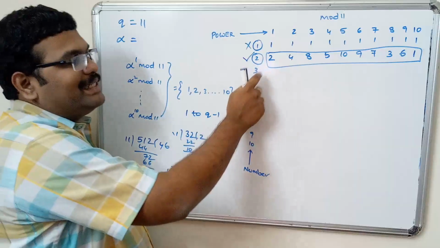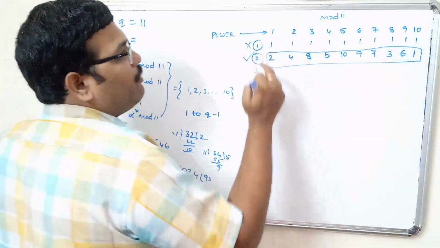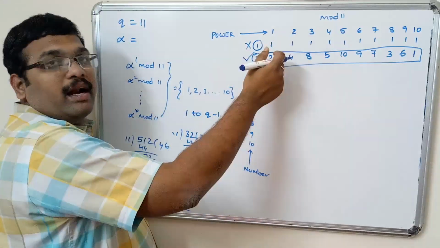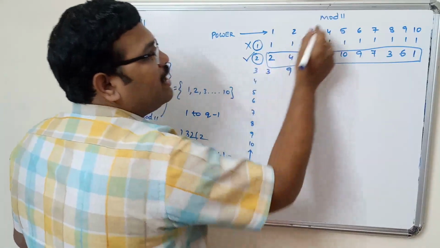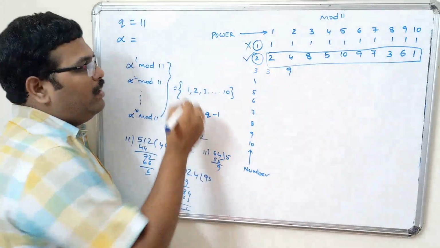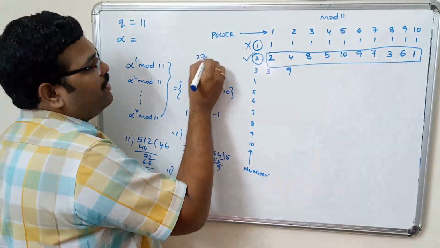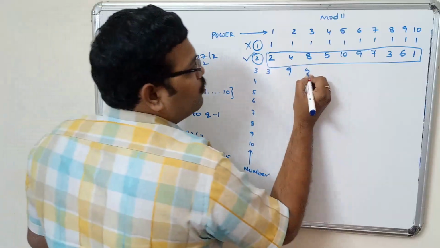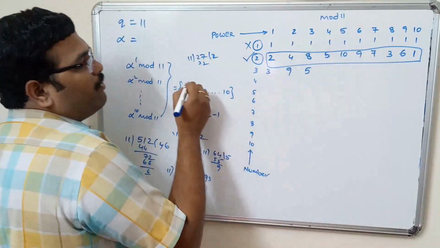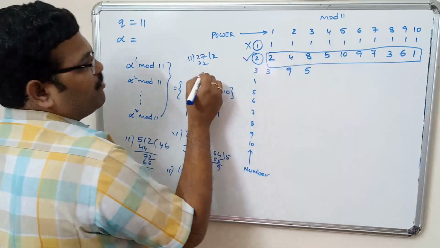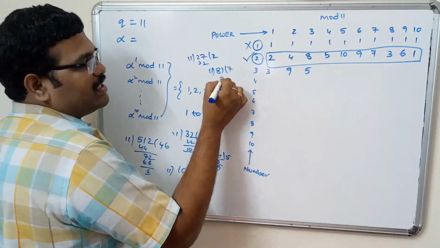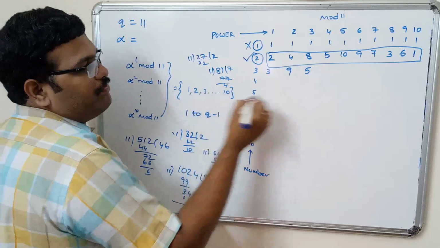So if you find 3 power 1 mod 11, which is equal to 3. 3 square is 9, mod 11 is 9. 3 cube is 27 mod 11. So 2 elevens are 22, which leaves 5. 3 power 4 means 81 mod 11. So 7 elevens are 77, which implies 4.